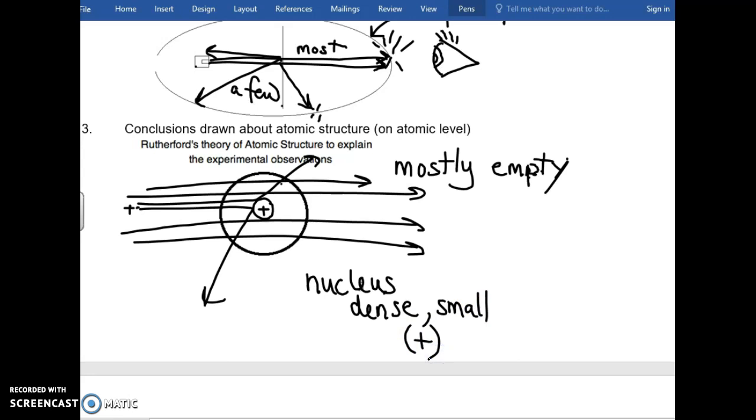So that's a look at the experimental evidence in detail. I hope you enjoyed it. That was our second lesson.